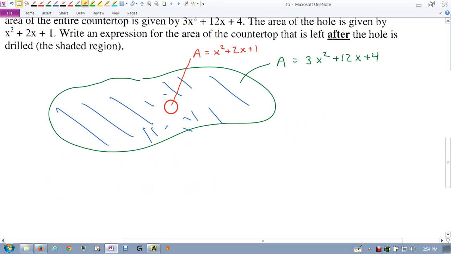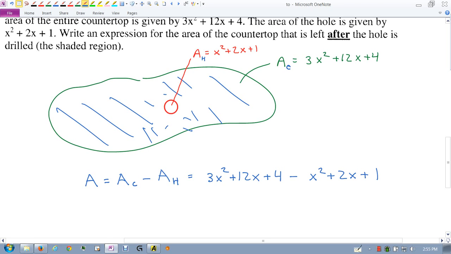I like to add some letters in here. You may not want to. Over here where I have the area, I'm going to put area with a C subscript, and over here I'm going to put H subscript. What do you think I mean by that? Area of the countertop, area of the hole, right? So the area that I'm looking for is the area of the countertop minus the area of the hole, which is 3x squared plus 12x plus 4 minus x squared plus 2x plus 1.